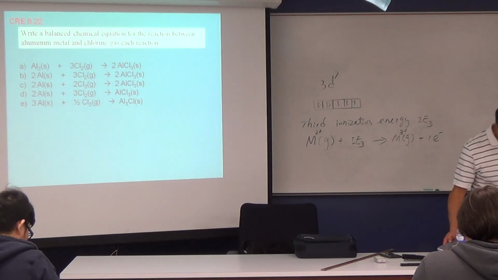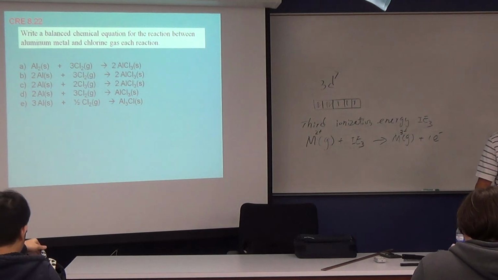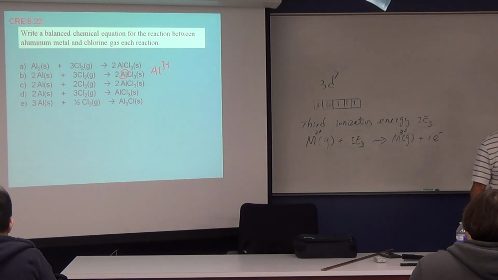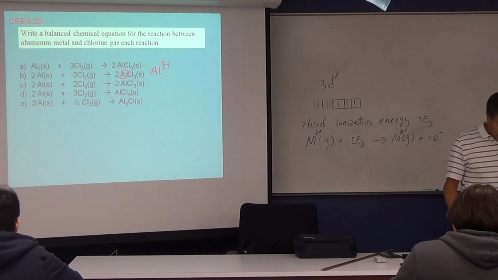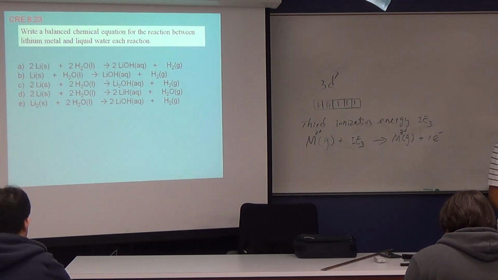Right. So what do you think is the right equation between the aluminum and chlorine? Yes, so this is B, right? But we know typically Al is 3 plus. Right? So then I think the last one will be this, and this is what? This is A. I think that's it.